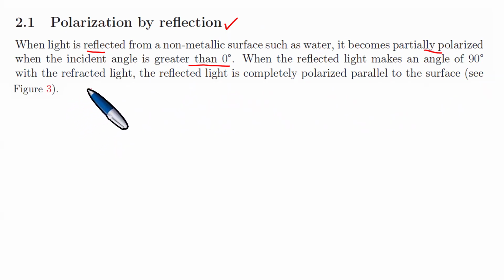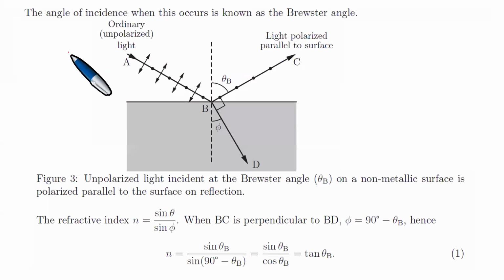When light is reflected from a non-metallic surface such as water, it becomes partially polarized when the incident angle is greater than 0 degrees. When the reflected light makes an angle of 90 degrees with the refracted light, the reflected light is completely polarized parallel to the surface. We'll see figure 3. Now, the angle of incidence when this occurs is known as the Brewster angle.